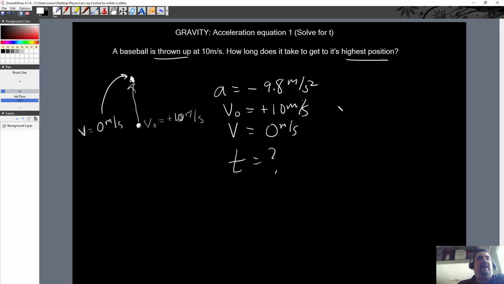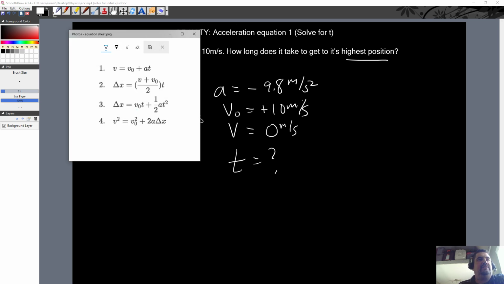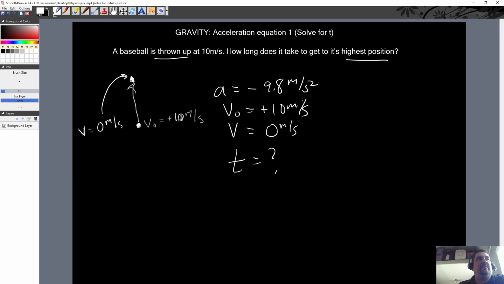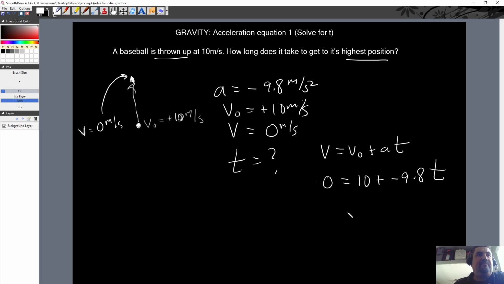Okay, so if you look at the equation sheet, and once again, pause the video if you ever want to, but go ahead and compare. This is the only equation that works, equation 1. And the equation is final speed is equal to initial speed plus a times t. And if we plug everything in, final speed is 0, positive 10 plus negative 9.8 for your acceleration, because gravity always pulls downward, times t.